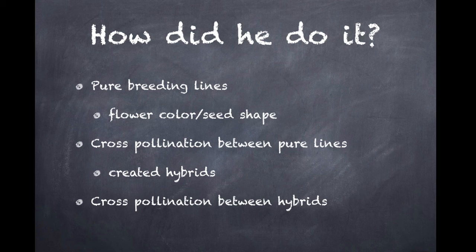This allowed for the discovery of dominant and recessive genes, because when you would crossbreed, say, your purple flowers and your white flower plants, you would get nothing but purple flowers. However, when you crossbred the hybrids, the purple-white hybrids, your white flowers would show up again. Same with the seed shape.